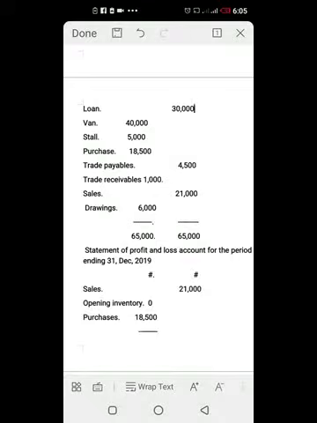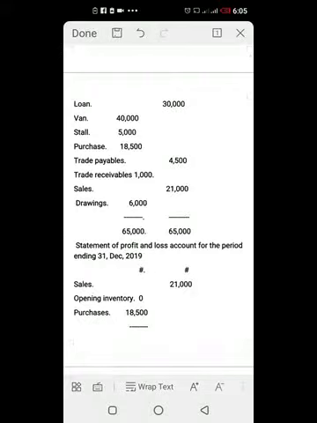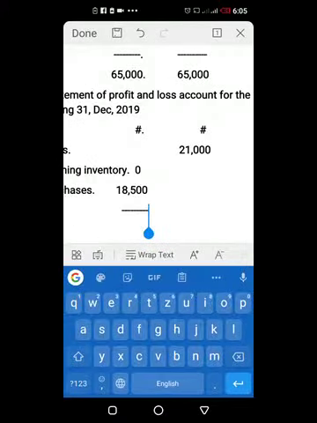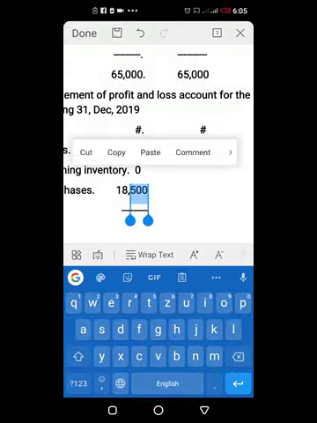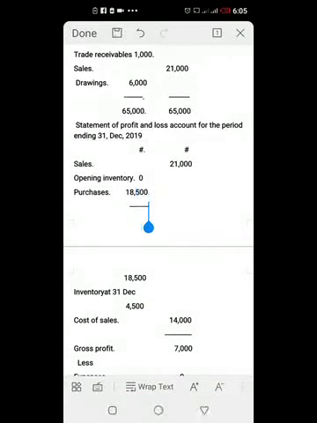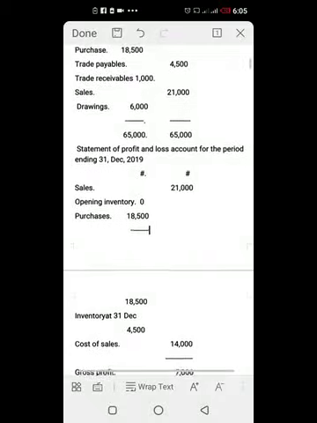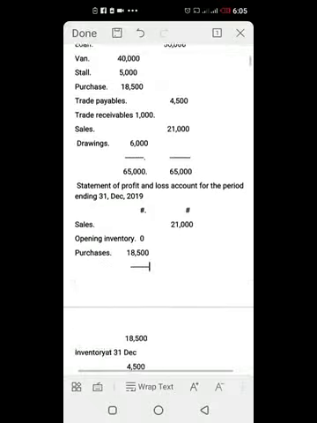It's very simple. Every company either has a profit for that year or a loss for that year, and it's very easy to calculate. Now, the statement of profit and loss for the period ending 31st December 2019, which most companies use, is to be used here, but sometimes it might not be so. Now, we are calculating the statement of profit and loss for Adeyemi. Sales is 21,000 naira.